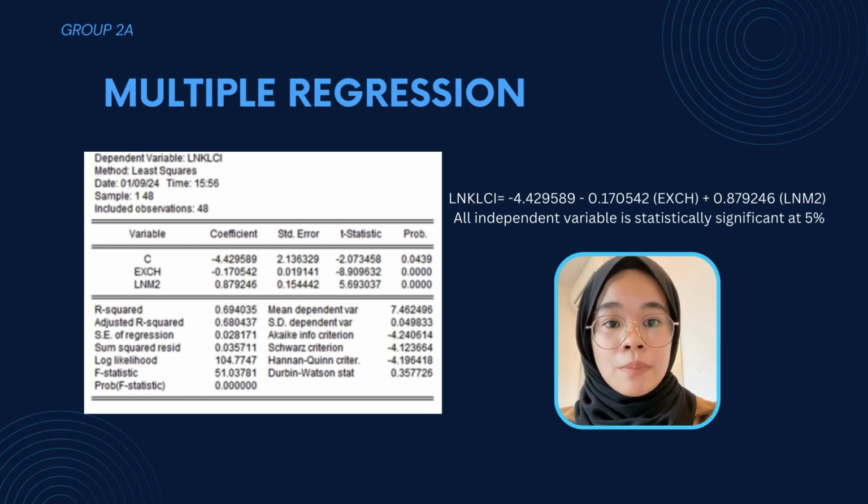The coefficient for money supply is positive, at 0.879246. This indicates that the money supply and stock market have a positive relationship.